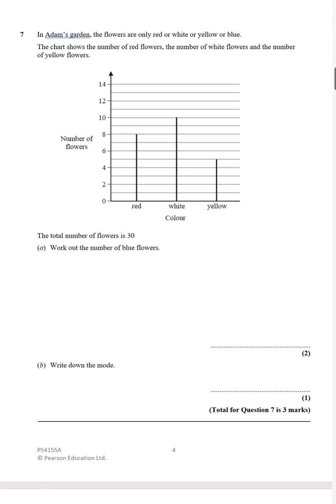In Adam's garden, the flowers are only red, white, yellow, or blue. The chart shows the number of red flowers, number of white flowers, and the number of yellow flowers. The total number of flowers is 30. Work out the number of blue flowers.